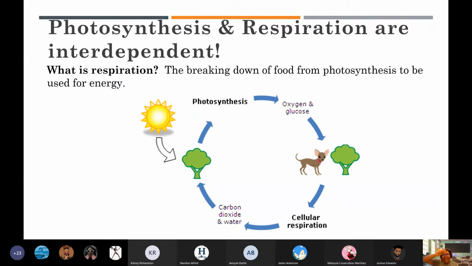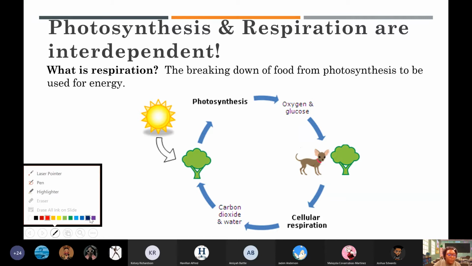I want us to look at the interdependence here. Remember that word interdependence means that these two processes rely on one another. I couldn't have one of these processes without having the other one. So they are interdependent, just like your mom is dependent on your dad, and your dad is dependent on your mom. They help each other to be the best parents for you. Photosynthesis and respiration are very similar in that way. So let's look here.